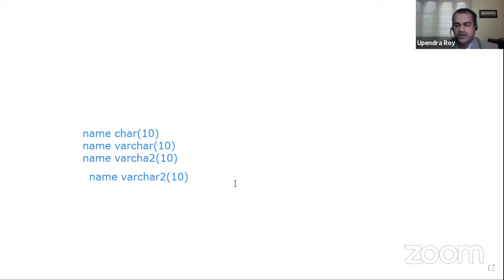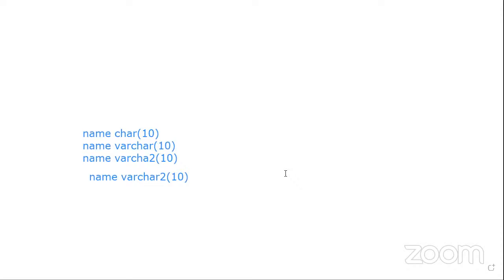Sir, in char, when we enter a name, suppose we enter a 5 character name, then the space is reserved for the full size. But in varchar and varchar2, I think both are the same. In varchar2, suppose we enter 6 characters, then the remaining 4 are not wasted, it adjusts to 6 characters. Yeah, you are correct in this case.